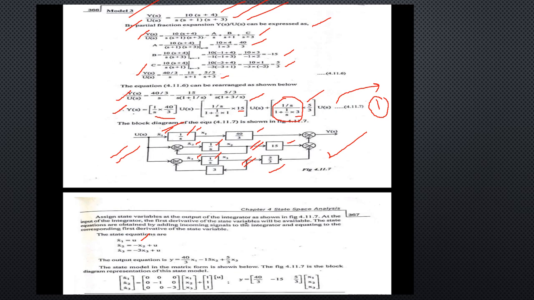From the state diagram, x2 dot is nothing but the output of the first adder. Let this adder be the first adder. So x2 dot is the output of the first adder, which is equal to the sum of the two incoming signals to the first adder. One incoming signal is u, and another incoming signal is minus x2, coming via the feedback path. Thus we got the x2 dot equation, that is minus x2 plus u.